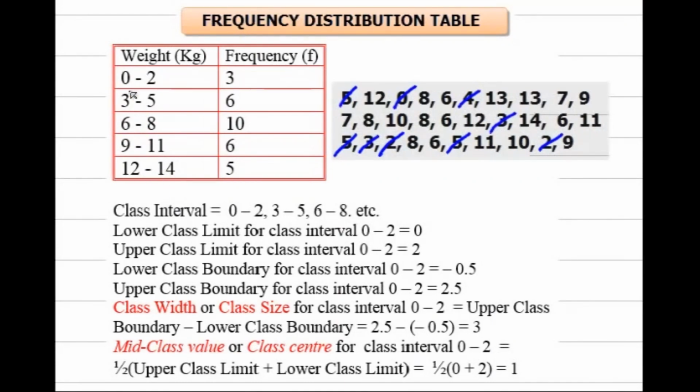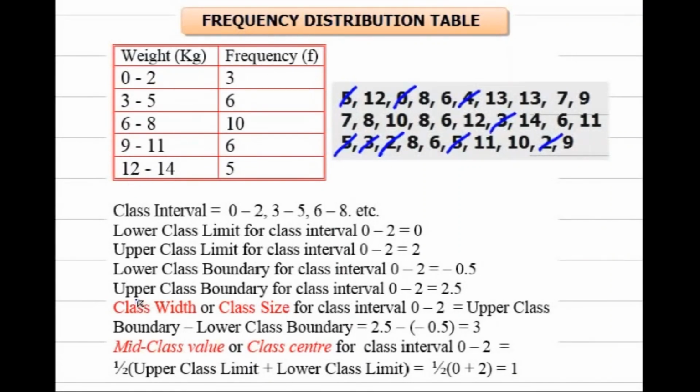Now from this point to this point is what we call the class interval. 3 to 5 is the second class interval, 6 to 8 is the third class interval, and so on. Then the upper class limit for class interval 0 to 2 is 2. So for this class interval, this is the upper class limit, and this is the lower class limit. For the class interval 12 to 14, this is the upper class limit, and this is the lower class limit.